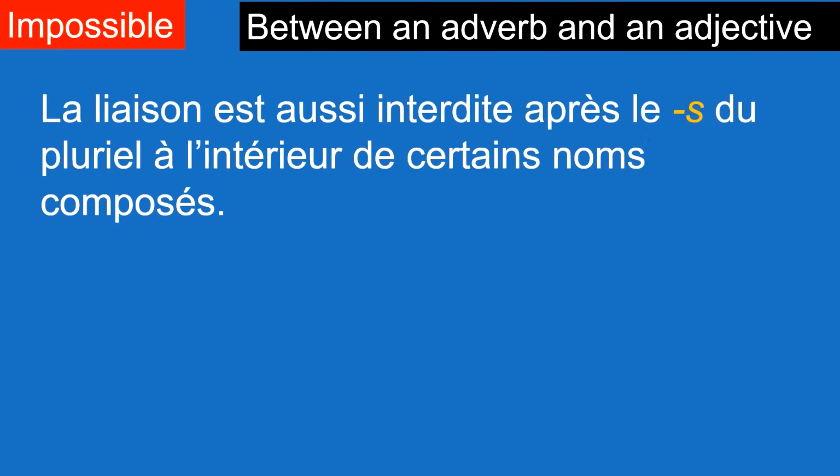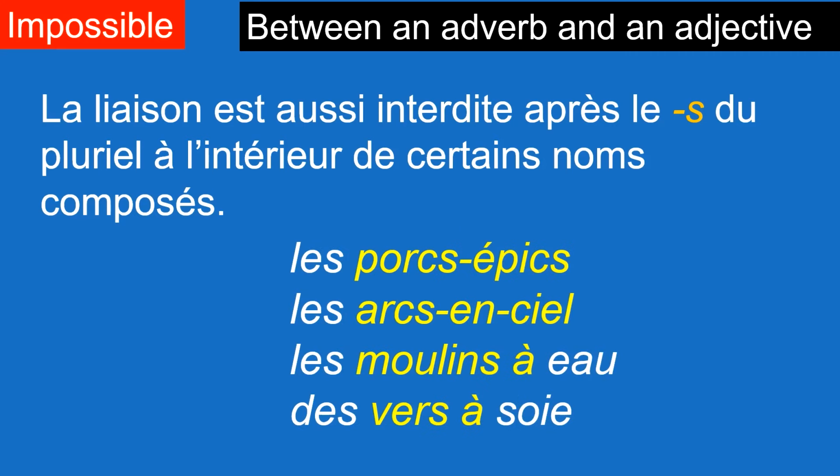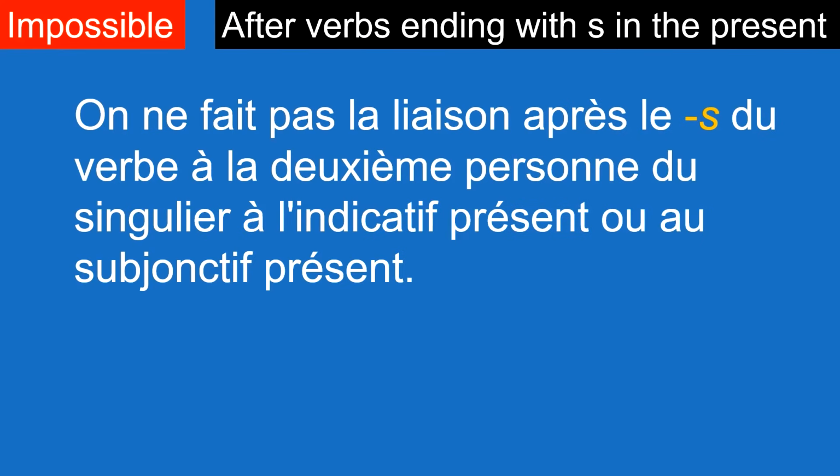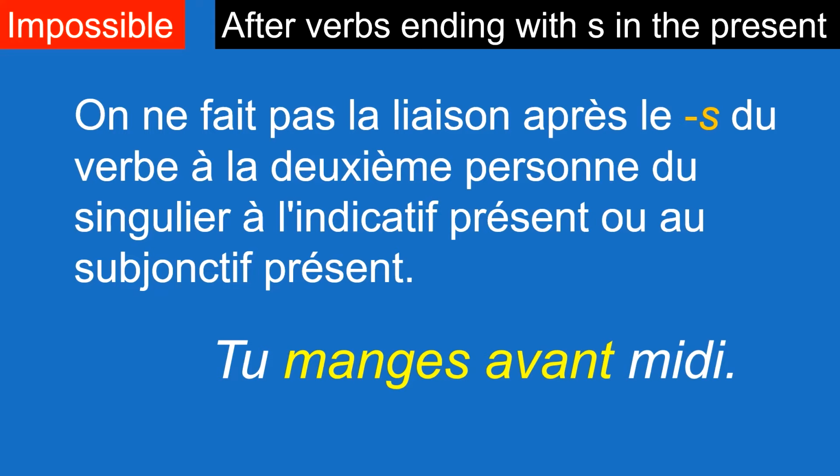La liaison is forbidden within some compound nouns that are in plural. For example, les porcs-épics, les arcs-en-ciel, les moulins à eau, des vers à soie. You cannot say des porcs épiques. That sounds very strange. You don't do la liaison after verbs in the second singular person in the present indicative tense. Like tu manges. You cannot say tu manges avant midi. You have to say tu manges avant midi.